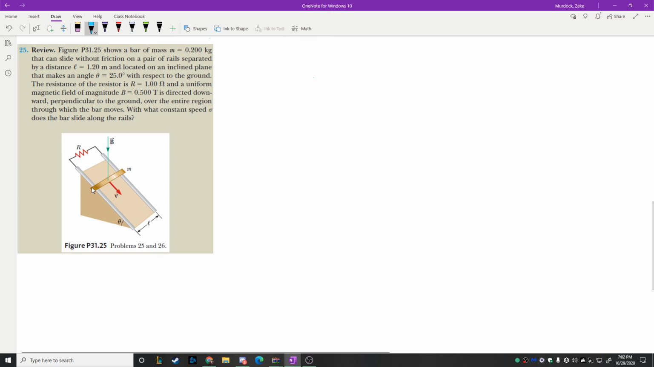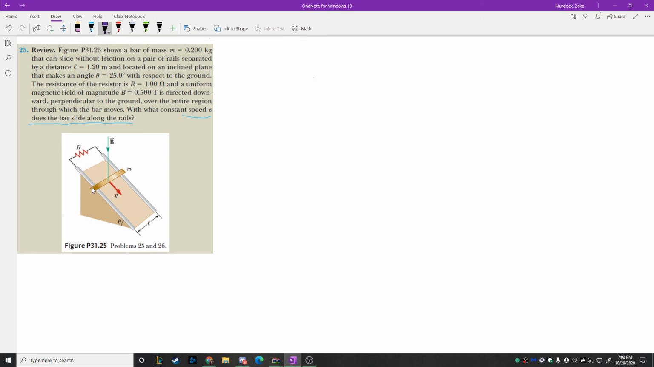So, okay. What information do we have here? We know that the mass of the bar is 0.2 kilograms. The length of the bar from here to here is 1.2 meters. The inclined plane has an angle of 25 degrees. The resistance is a very simple 1 ohm. And there's a uniform magnetic field of half a Tesla directed downwards. With what constant speed v does the bar slide along the rails? That's our goal here.